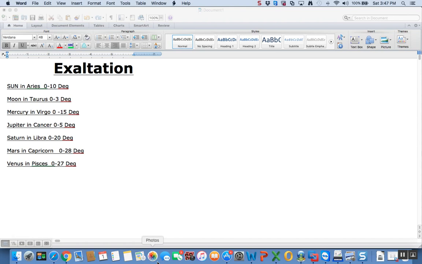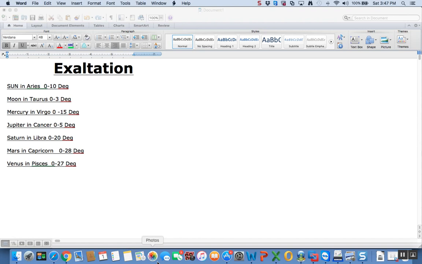As you can see on the screen, Sun gets exalted in Aries between 0 to 10 degrees, 10 degrees being the highest point of its exaltation. Moon gets exalted in Taurus between 0 to 3 degrees. Mercury gets exalted in Virgo between 0 to 15 degrees. Jupiter gets exalted in Cancer between 0 to 5 degrees. Saturn gets exalted in Libra between 0 to 20 degrees.